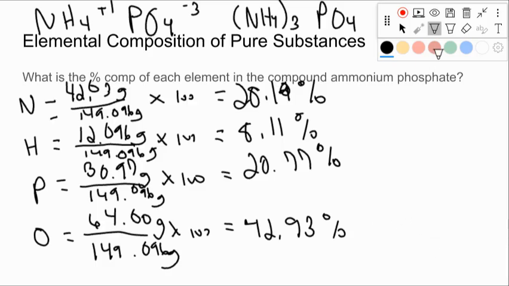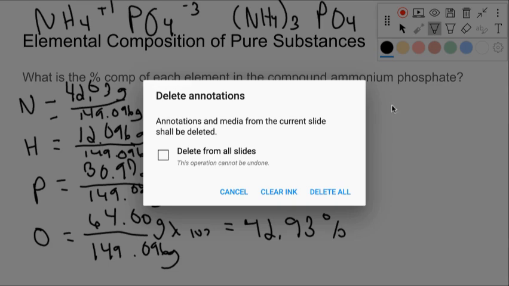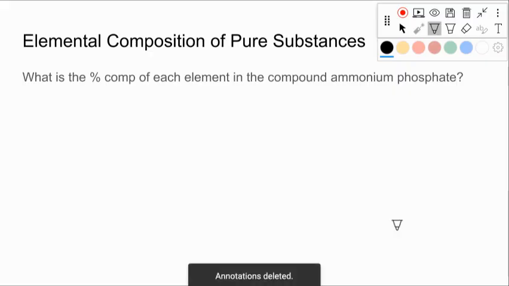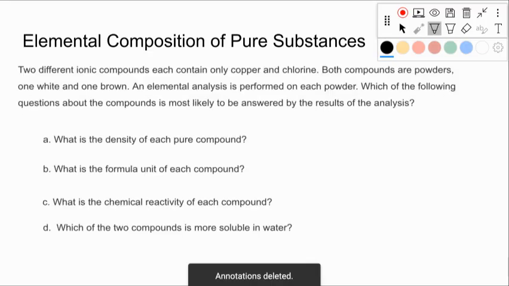Unfortunately, AP is not usually going to ask us a question like this. You should have done this in your regular high school level chemistry, and it's pretty easy, but unfortunately, AP doesn't ask us that.